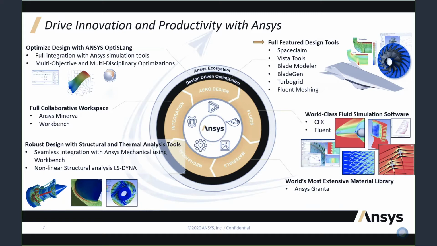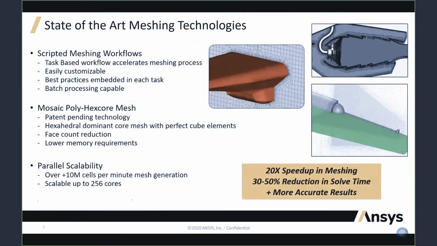We have robust design with structural and thermal analysis tools. Using Workbench, you can seamlessly integrate ANSYS Mechanical or even LS-DYNA to do coupled structural analysis, and our example today is going to showcase a little bit of that. Also, we have a full collaborative workspace using ANSYS Minerva and Workbench, which I also have a slide on next. And finally, you can optimize the design using ANSYS optiSLang. You get full integration with all the ANSYS simulation tools, and you can conduct multi-objective and multidisciplinary optimizations with ANSYS software or other external third-party software. It's not necessarily limited to ANSYS software. But the fact that we can have everything as a single package, and very efficiently transfer data sets and couple different simulation packages together, makes it very, very useful.